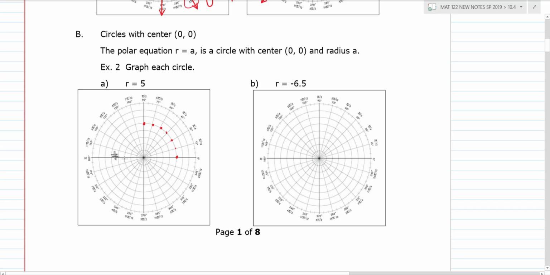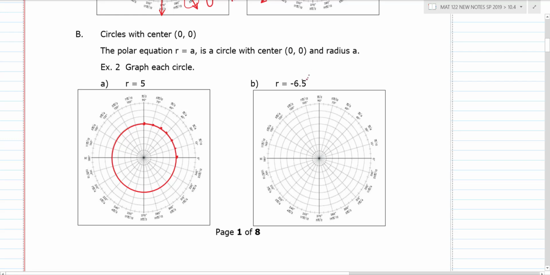Sketch in that circle with a radius of 5. I'll try to do this the best I can. It's kind of hard to get everything exact on this, but you get the point. You can just freehand it like that. So that would be the graph basically of r equals 5. You have a radius going out 5 units like this.